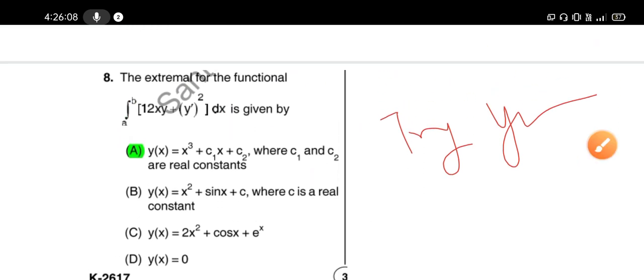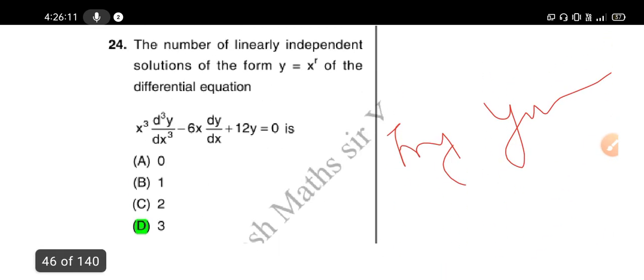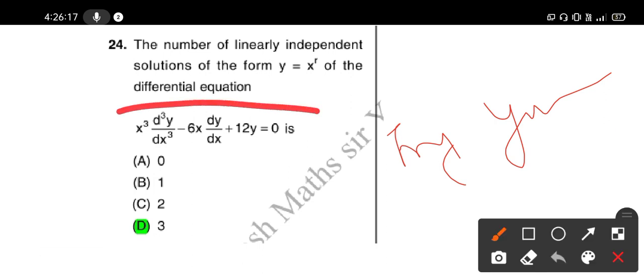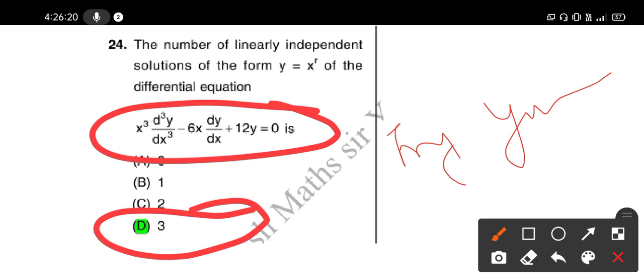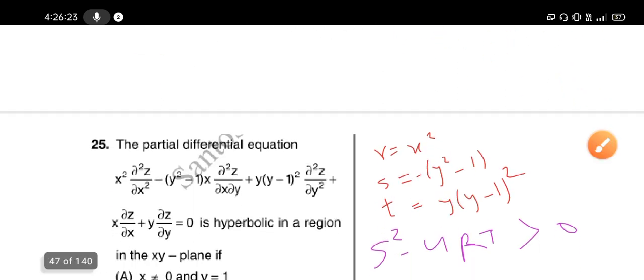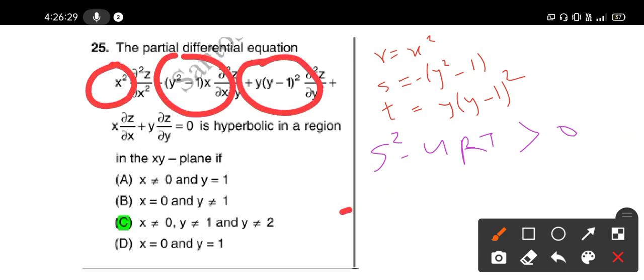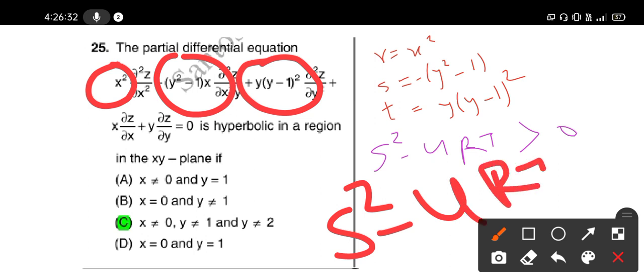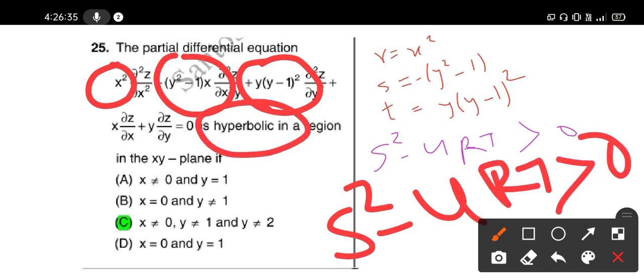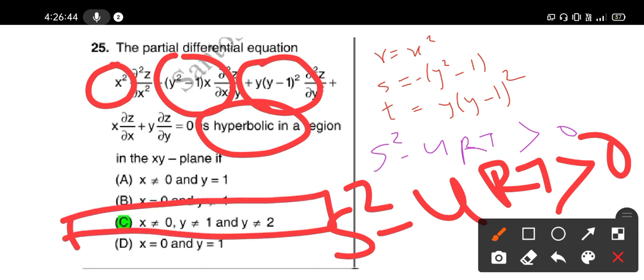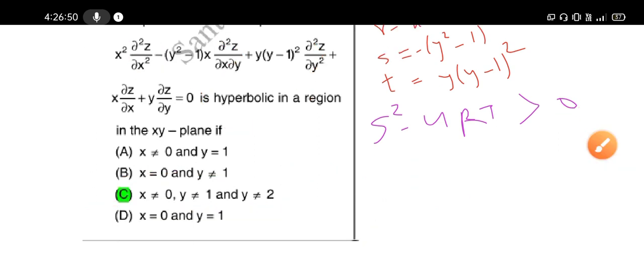This is in calculus of variations. Next question, the number of linearly independent solutions of the form y equal to x raised to r of the differential equation. The equation is given. Option D is correct. You can try. Next question, the PDE. Here r is given, s is given, t is given. s square minus 4rt. Here it is given as hyperbolic, that is greater than 0. And we find the solution, and when it is greater than 0, x is non-zero, y is not equal to 1, y is not equal to 2, then it is hyperbolic. So option C is correct.